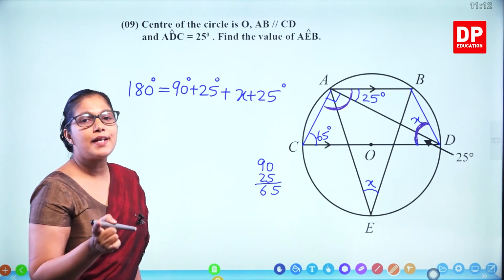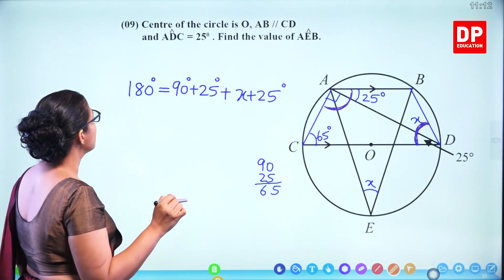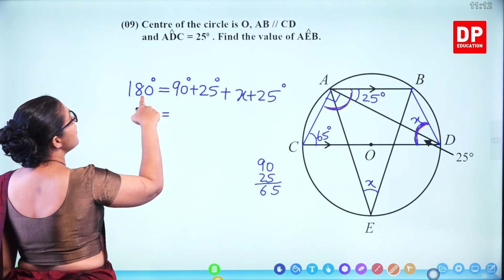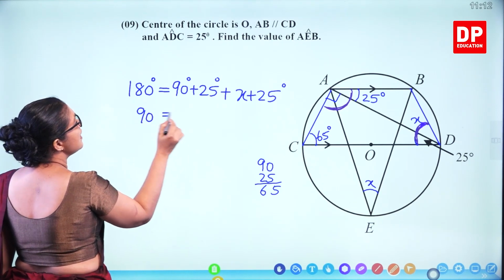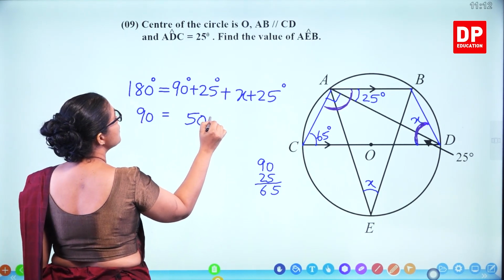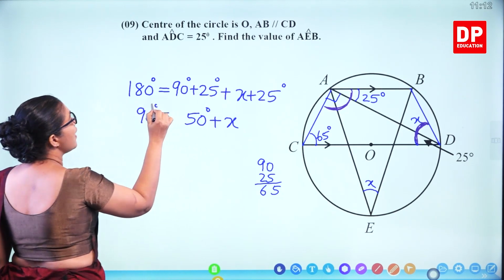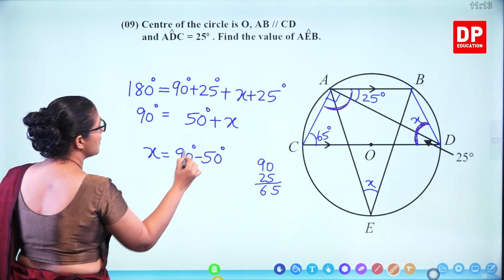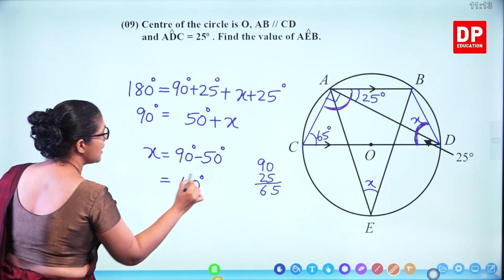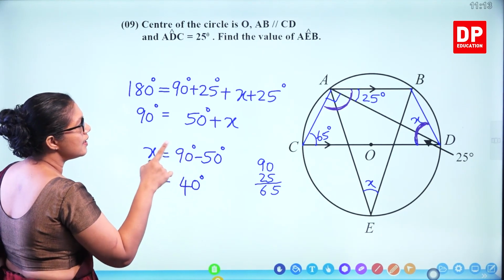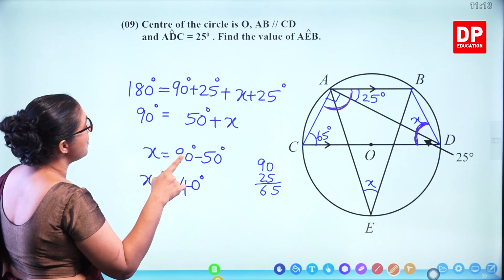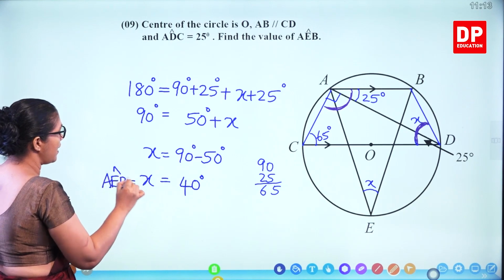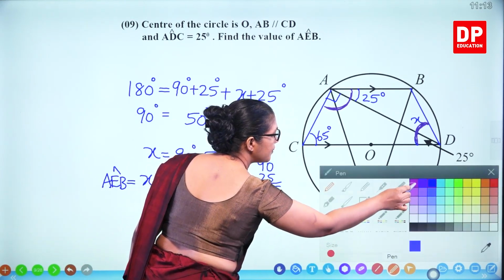Sum of opposite angles add up to 180 for a cyclic quadrilateral. So what's x? You need x. 180 minus 90, 90. Here 25, 25, that's 50. So x becomes 90 minus 50. That's 40 degrees. So that's the AEB angle. So that's x means AEB angle. So you get 2 marks for that.